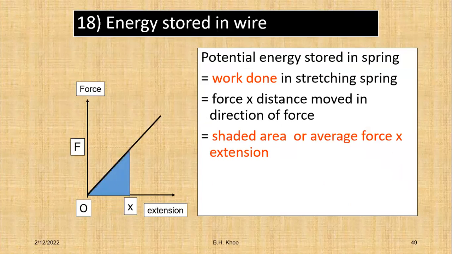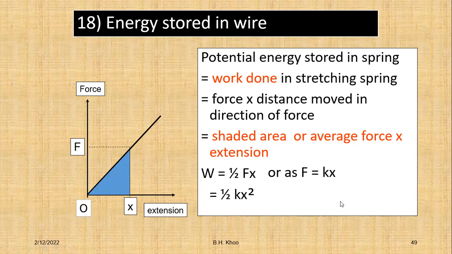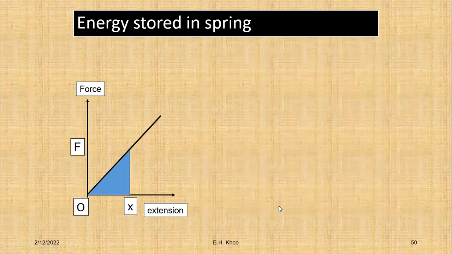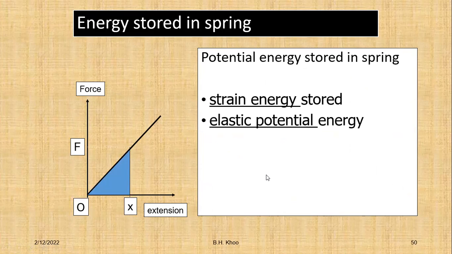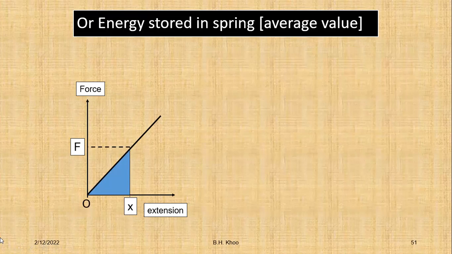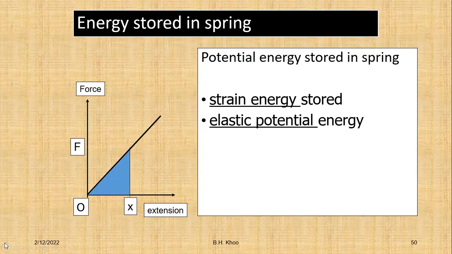Right? So it's the shaded area, the shaded area is half F times X. Right? Or you can integrate it, right? And replace the force with the spring formula, Kx, and it becomes half Kx squared. Right? Potential energy stored in spring, sometimes different books will call it differently: strain energy stored, elastic potential energy.